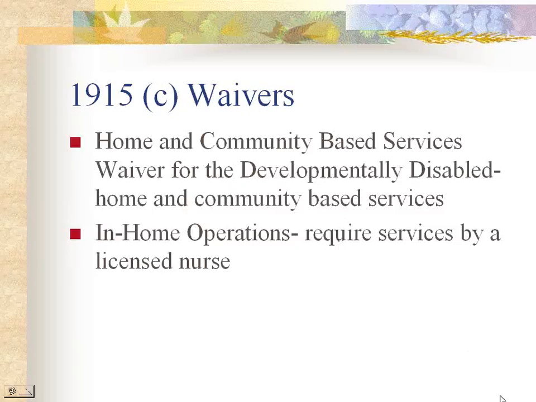And then some examples of 1915C waivers, and I know a lot of you are familiar with this one, the Home and Community-Based Services waiver for the developmentally disabled, where they are getting home and community-based services as opposed to being institutionalized. And in-home operations, which requires services by a licensed nurse. So this is a child who's ventilator dependent in the ICU in the hospital, could really go home if there was enough resource available so the child can receive Medi-Cal eligibility and then have care provided for at home.